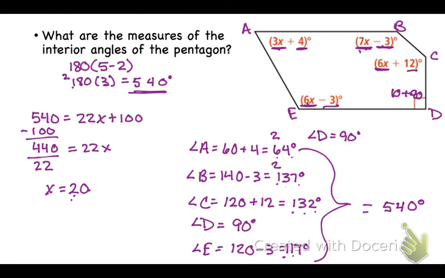Okay, so you might want to draw a rough picture, or you might not. I like to draw a really rough picture so I can label it. Could I have done this differently? Could I have written 3x plus 4 plus 7x minus 3 plus 6x plus 12 plus 90 plus 6x minus 3 and then combined like terms? Yes. Do whatever work you need to do.